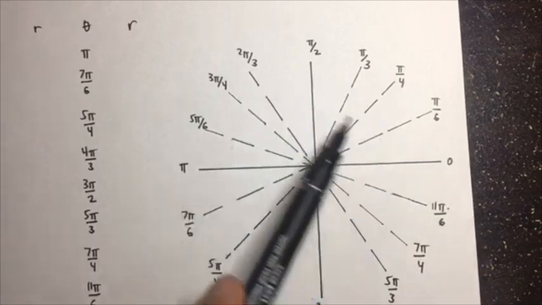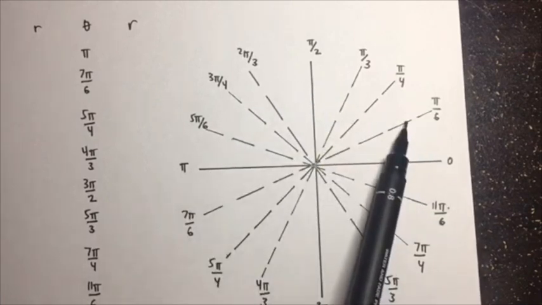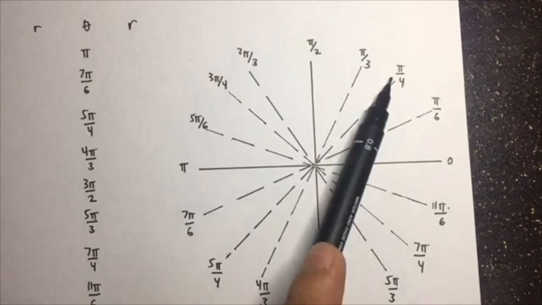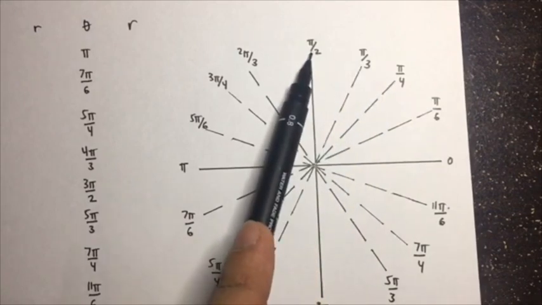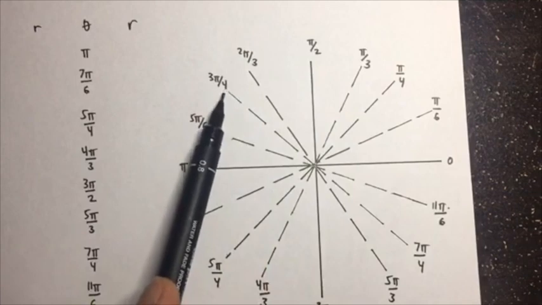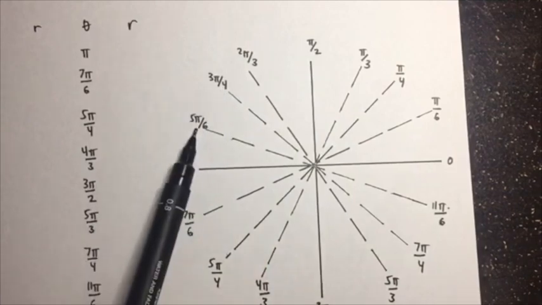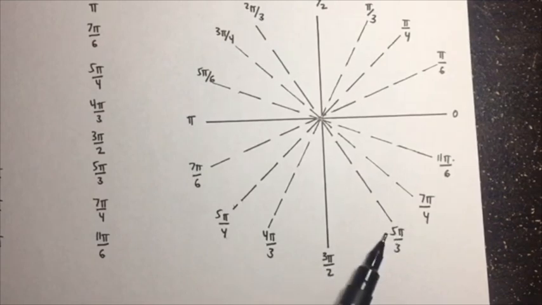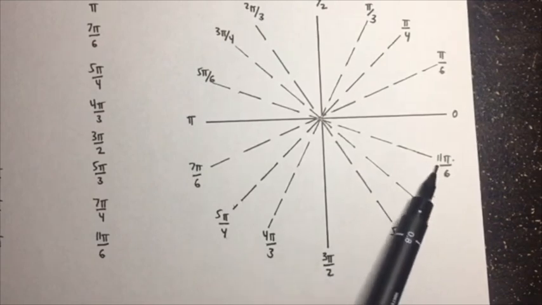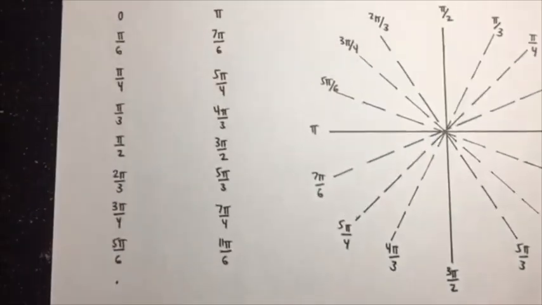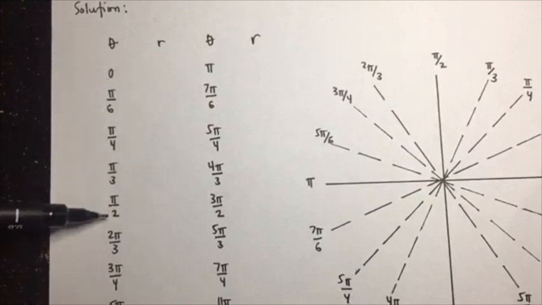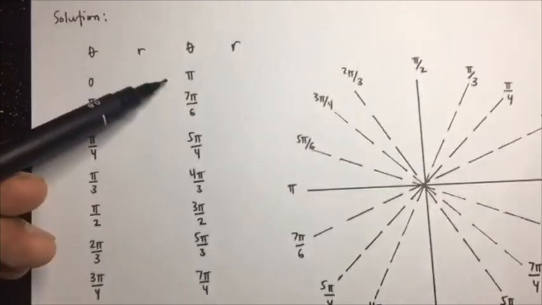For the intervals, I would like to use 30, 45, and then 60 degrees. So this is 30, 45, 60, 90, 120, 135, 150, 180, 210, 225, 240, 270, 300, 315, 330, and then back to 0. So those are my assigned interval values for theta.